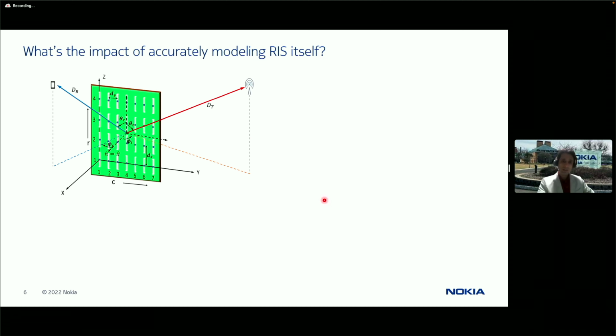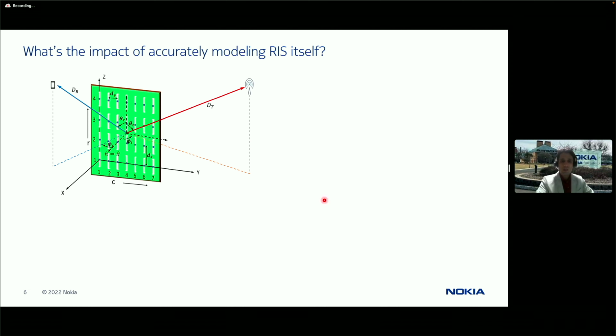based on the collected CSI, we can adjust and reconfigure the elements, whether it's a lumped impedance connected to them or varactor diodes that need to be turned on and off. Either way, we need to have a proper model of the RIS.